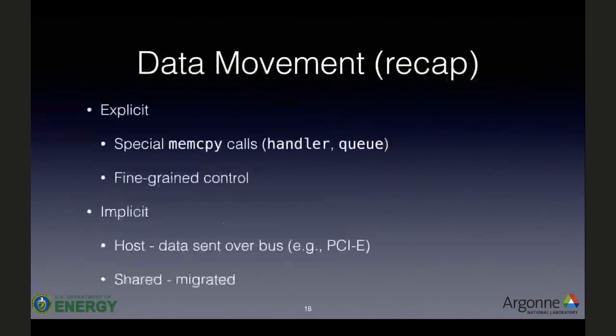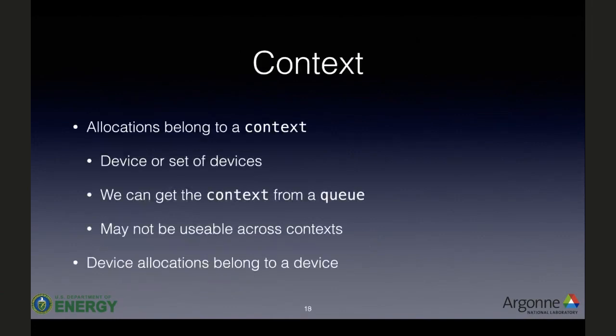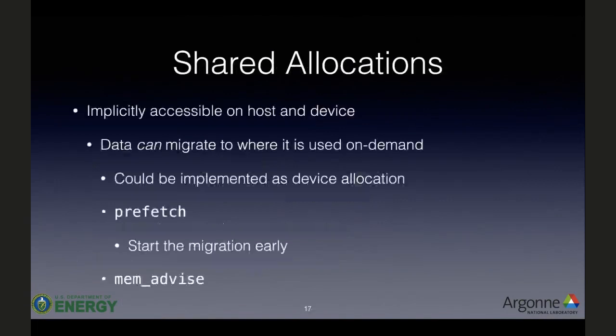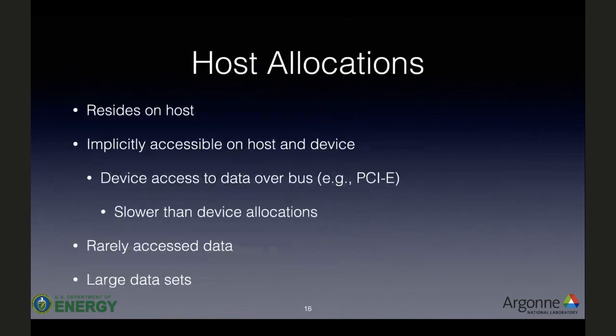It's basically you can explicitly do it yourself. There are special memcopy calls to say I want to copy data, or just migrating the data, like automatic access. If it's automatically accessed, the compiler will generate the code to get it for you. For shared allocations and host allocations, the compiler will generate code to get you the data at that address.